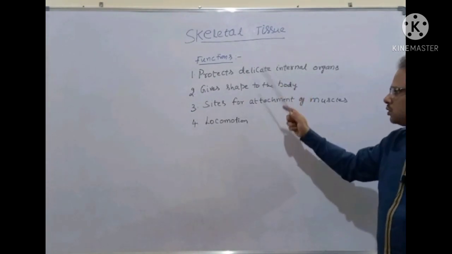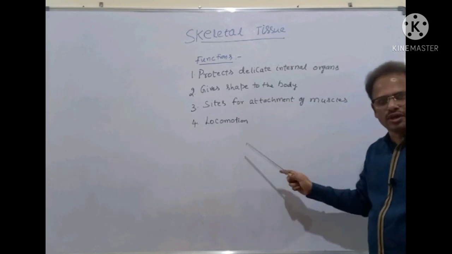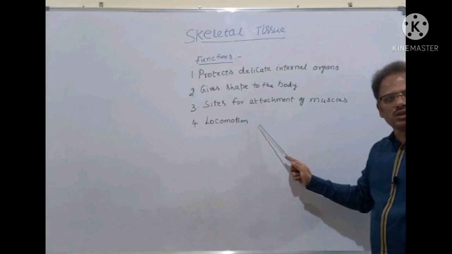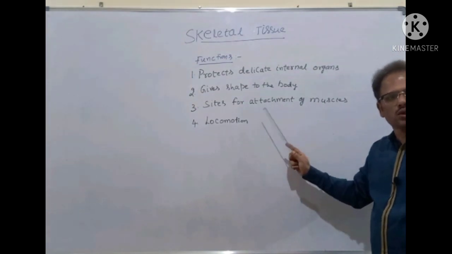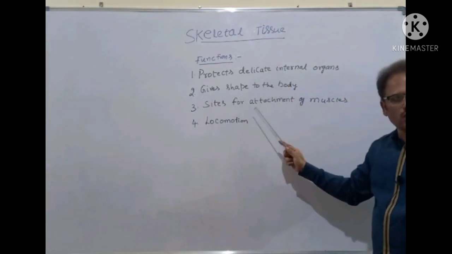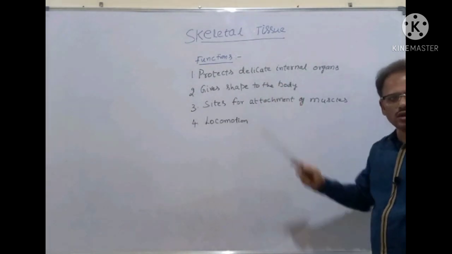Next, it also offers locomotion to the human body. What is locomotion? The movement of an animal from one place to another is called locomotion. So this skeletal tissue also offers locomotion. These are the principal functions of the skeletal tissue.